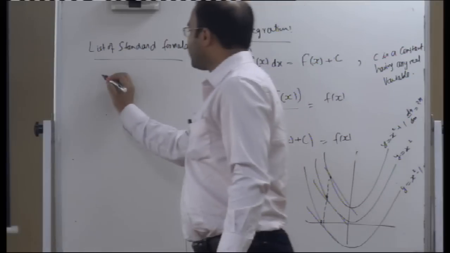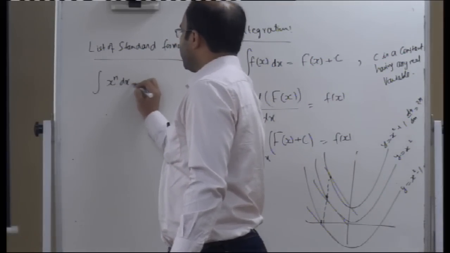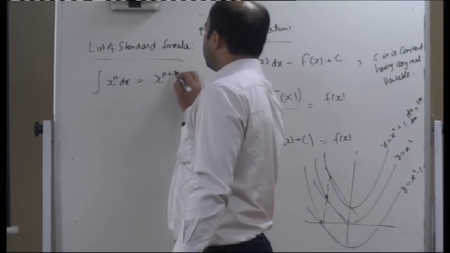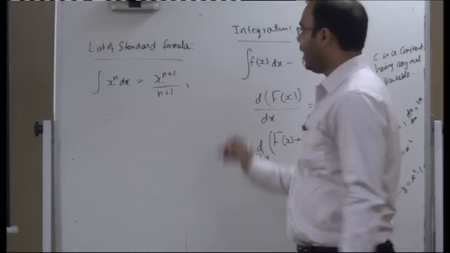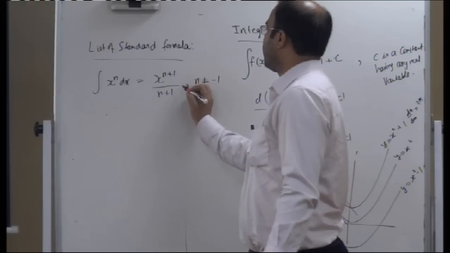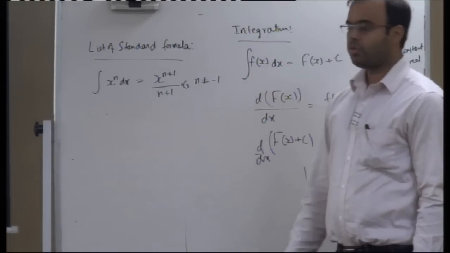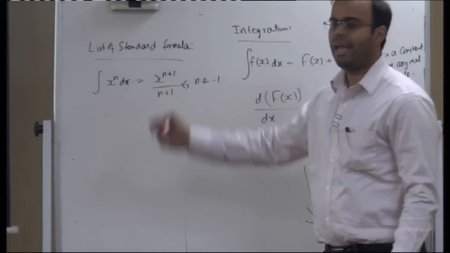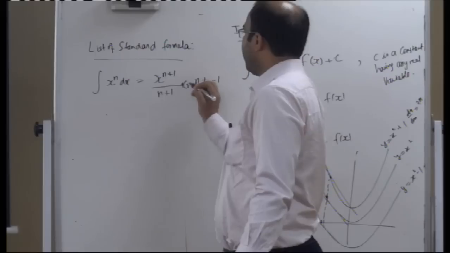Let us start with the first: integral of x to the power n dx. This would be x to the power n plus 1 upon n plus 1, and there is a condition here that n is not equal to minus 1, because if n were minus 1, this would be undefined. So other than minus 1, you can take n as any real constant value, and then you can apply this formula.